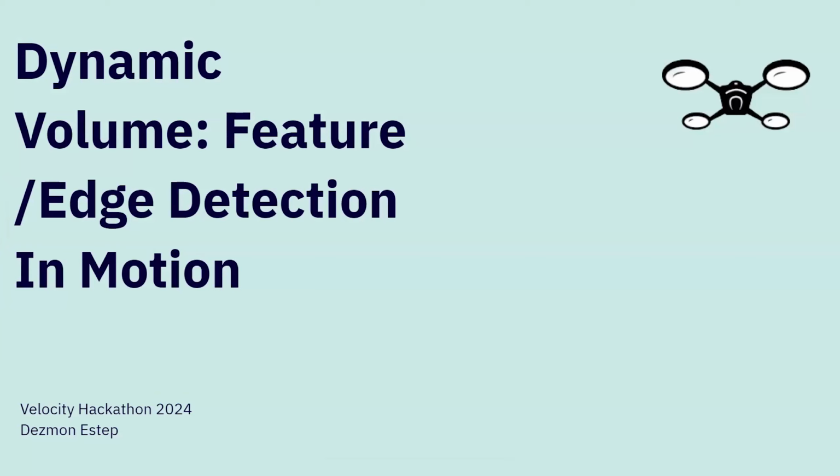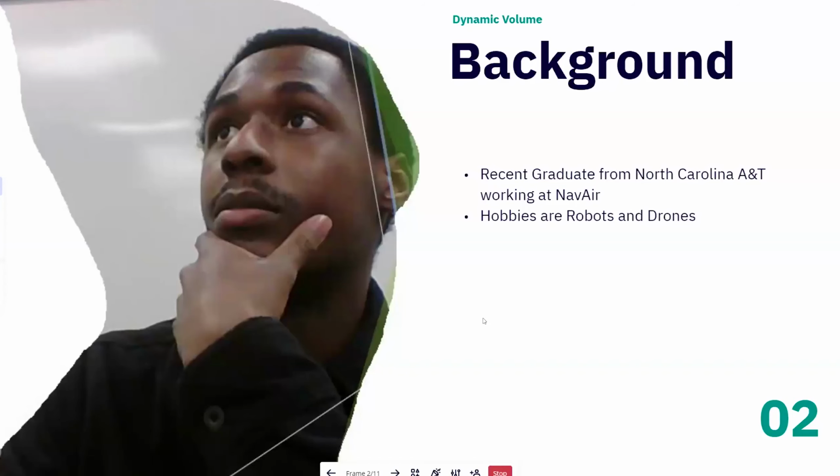So hi, everybody. My name is Desmond Eastep, and today I'll be presenting the research slash project I've been doing for the hackathon, which is dynamic volume features slash edge detection in motion. Before I get into that, a little background about me. So I am a recent graduate from North Carolina A&T. I'm currently working at Navair. I just started February 28th. And some of my hobbies, which is why I really like this hackathon, is robotics and also playing around with drones. And I really wanted to explore and get some background on the AI and ML side of it.